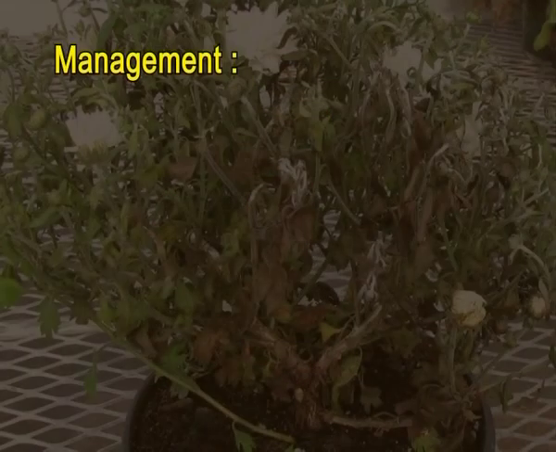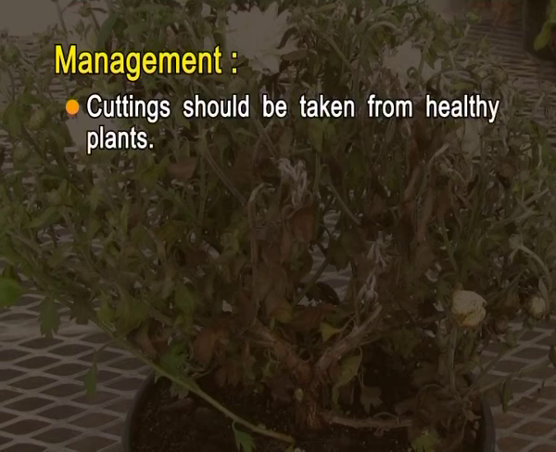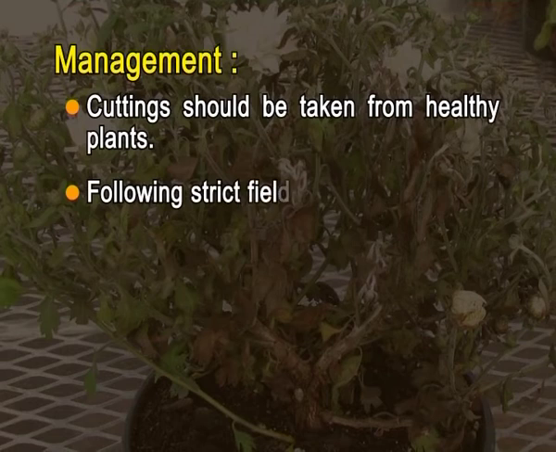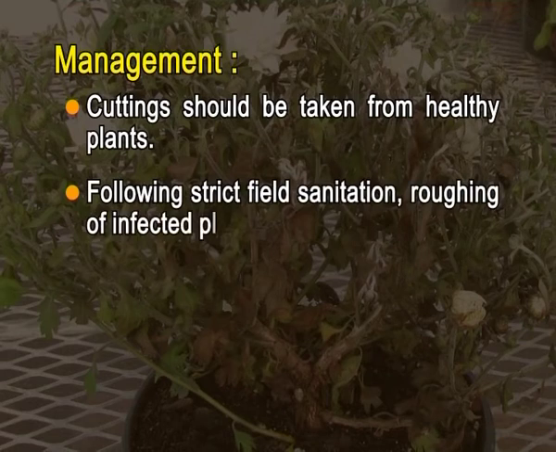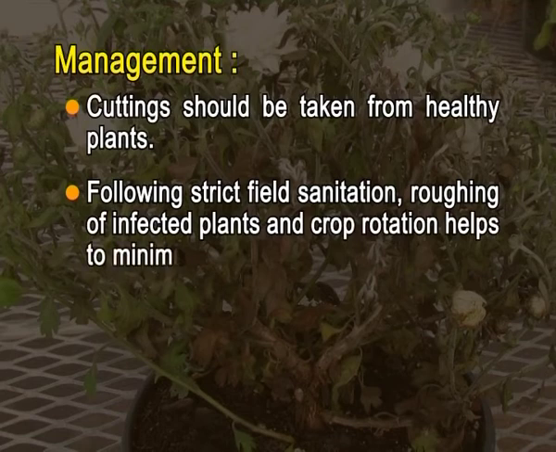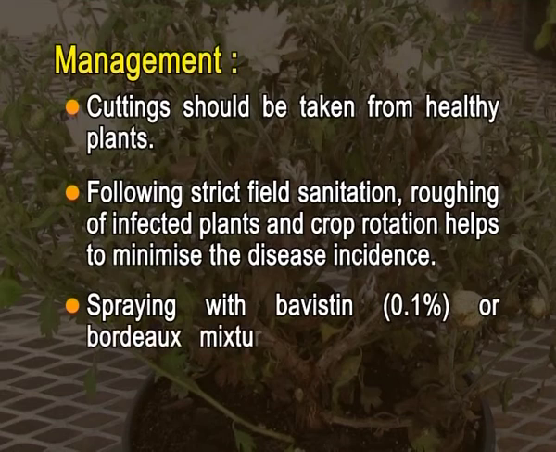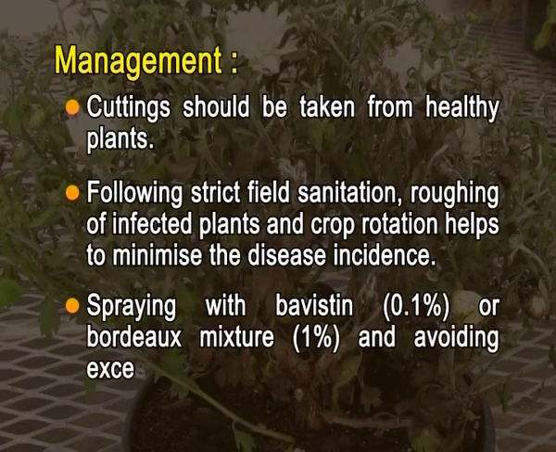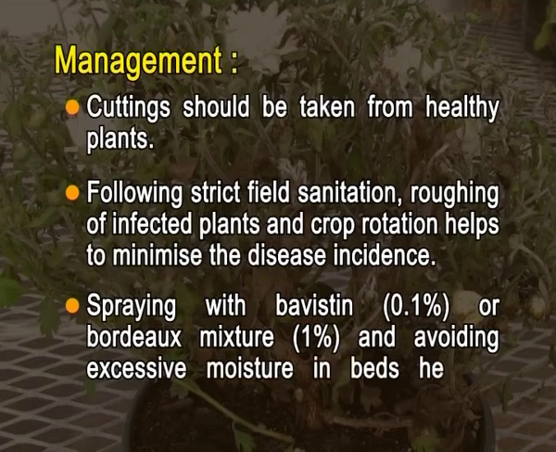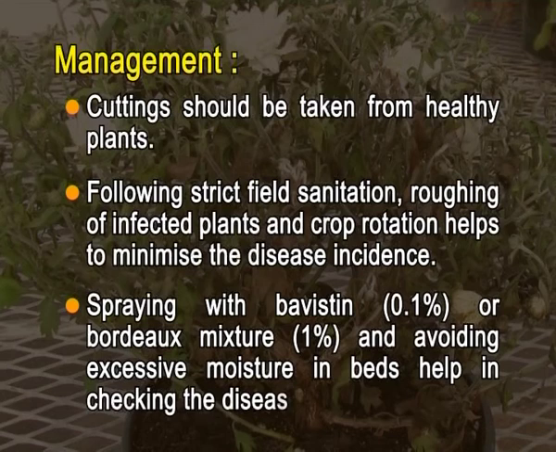Now let's see how to manage the disease. Cuttings should be taken from healthy plants. Following strict field sanitation, roguing of infected plants, and crop rotation helps to minimize the disease incidence. Spraying with Bavistin 0.1% or Bordeaux mixture at the rate of 1% and avoiding excessive moisture in beds helps in checking the disease. So this is all about the fungal diseases of chrysanthemum.